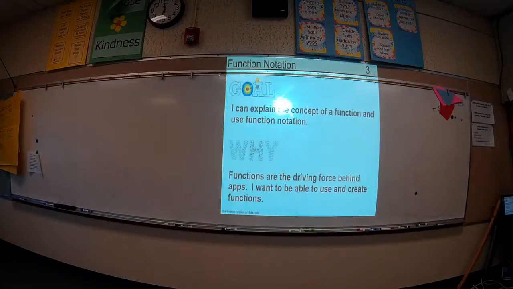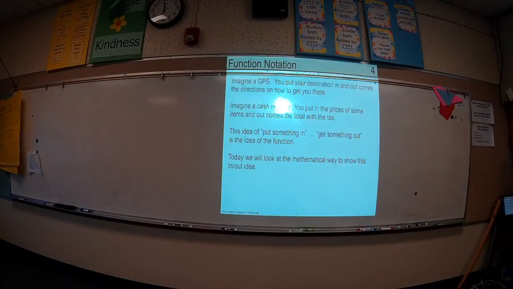Micah, what's the learning goal? I can explain the concept of a function and use function notation. Excellent. And why? Functions are the driving force behind apps. I want to be able to use and create them.